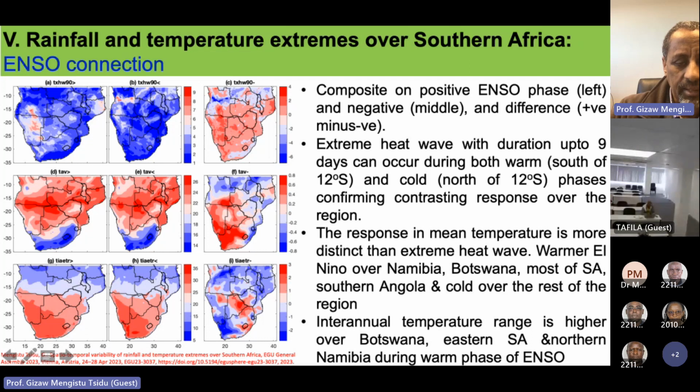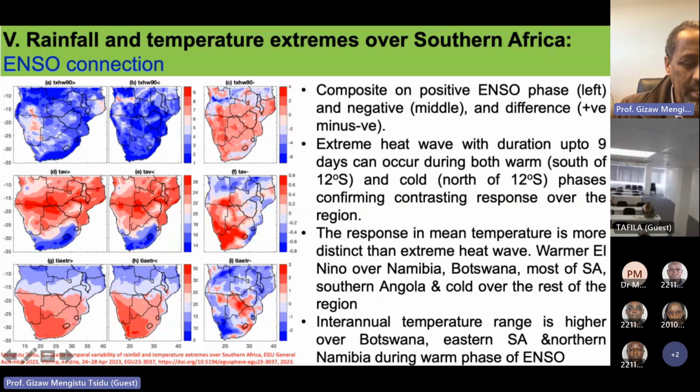And areas in Botswana, Namibia, parts of Zimbabwe and Zambia, and parts of Angola, much of South Africa, you see red color. That means El Nino during those periods, years where there is El Nino, the average temperature is warmer than years when there is La Nina. That's exactly what it shows.